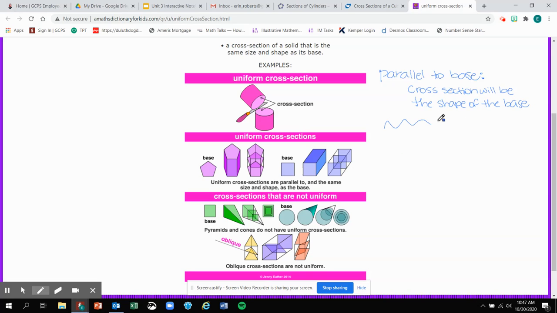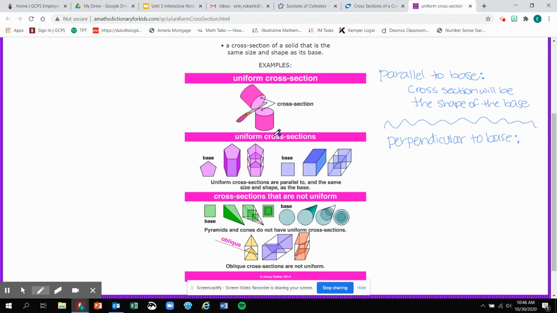There is another way to cut, which is called perpendicular to the base. When we cut perpendicular to the base, that means that we cut through the top of the figure and all the way down to the base. And we cut it at a straight 90-degree angle. So it cuts perfectly straight.